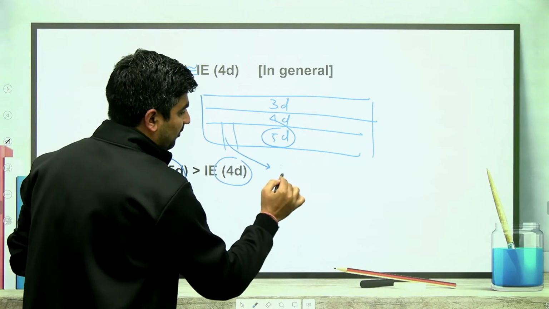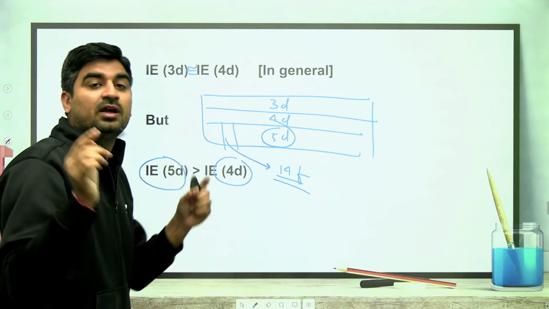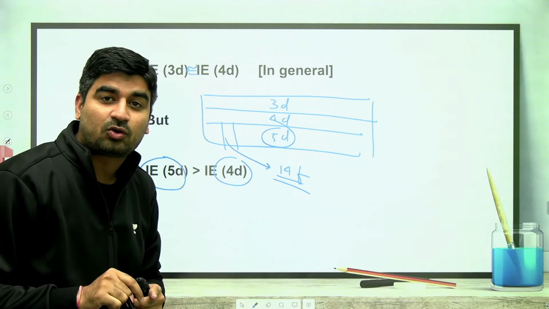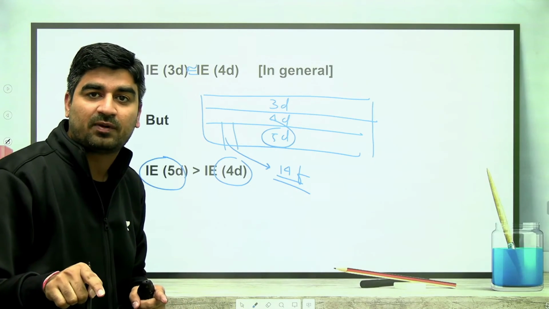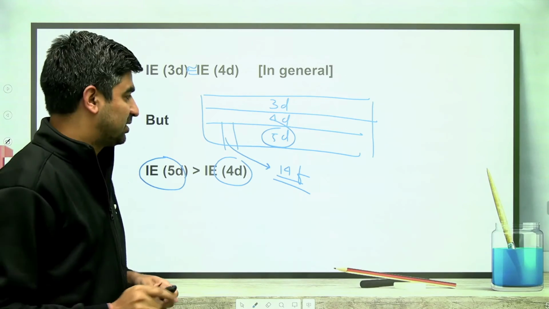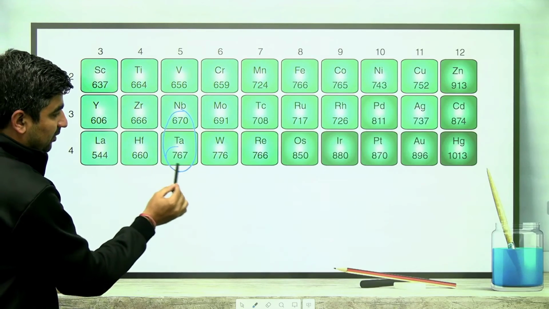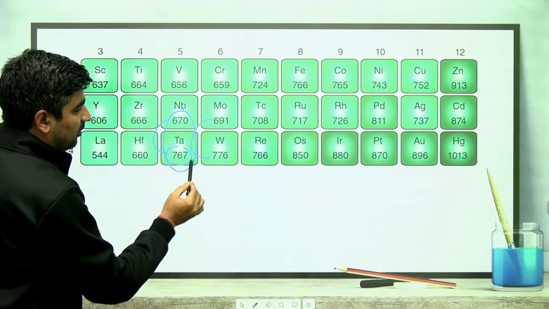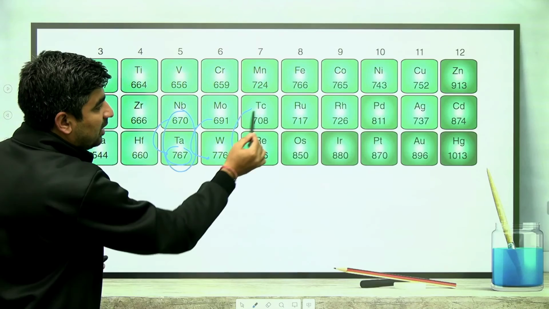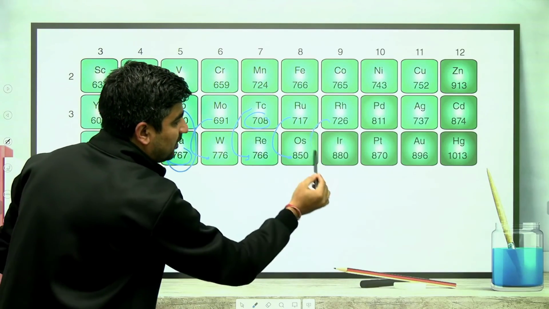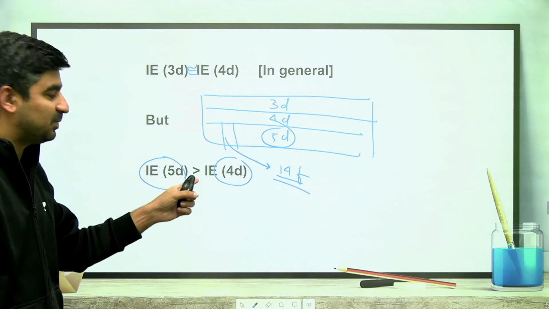From here onward we have 14 f electrons, or 14 elements, which we call the lanthanide contraction, having very poor shielding effect, and they cause lanthanide contraction. As a result, just note it down, Nb and Ta will have more ionization energy, W tungsten will have more ionization energy, this will have more ionization energy, this will have more ionization energy. I hope now this is clear.